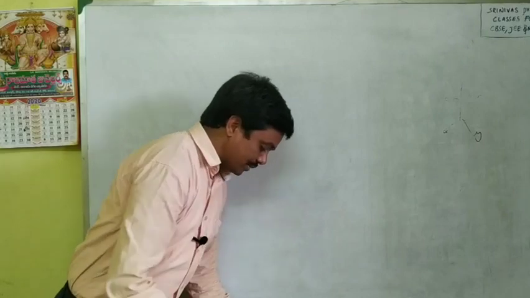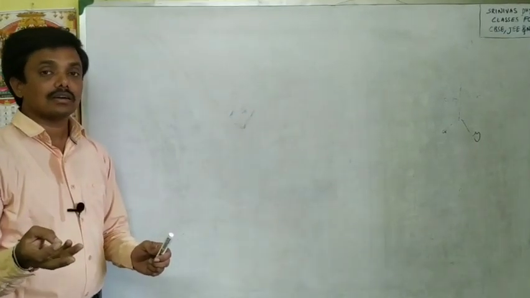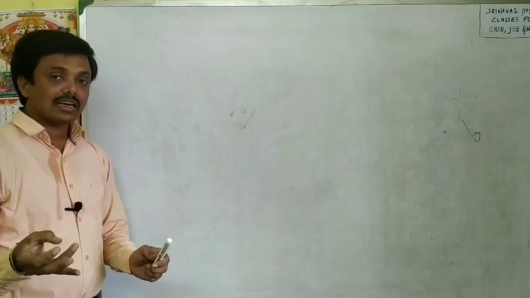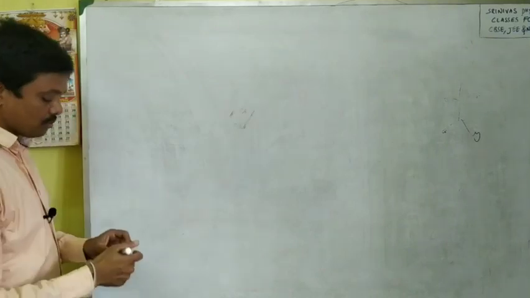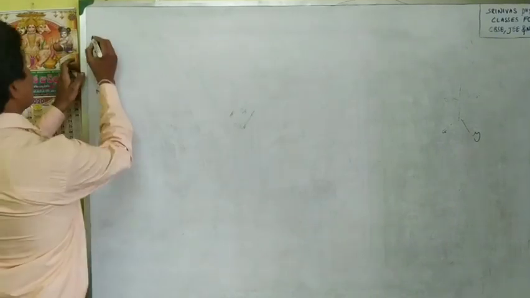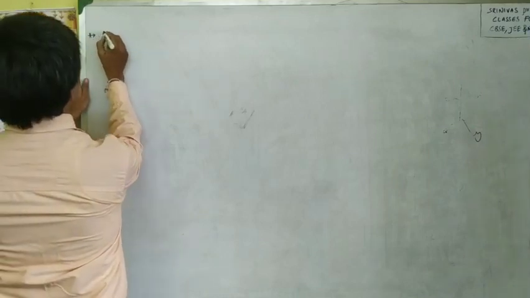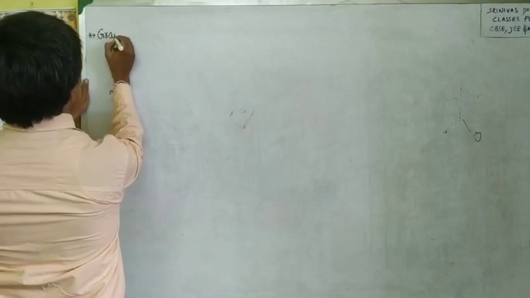In the last topic we discussed displacement, distance, speed, velocity, acceleration. These terms we discussed, and now I am going to continue my class. First I am going to explain some graphs.